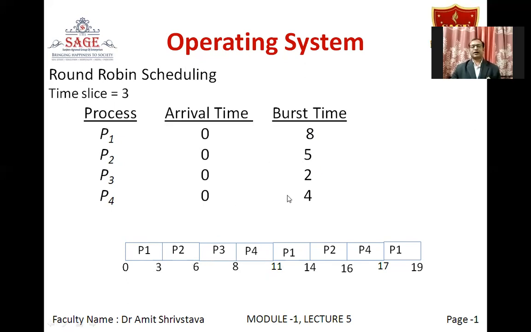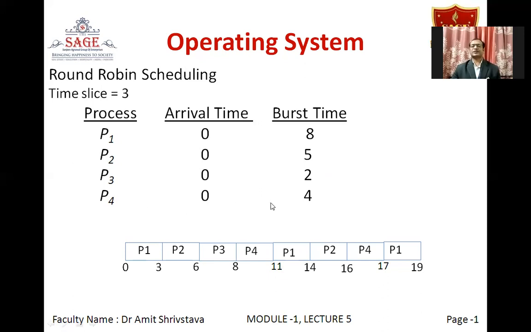P3 is also allotted a 3 unit time interval, but here the total CPU burst of P3 is 2 only. So we will not allot the time slice of 3 milliseconds. We will allot only the 2 unit time interval, and the remaining 1 unit of that time slice we will utilize for the next process, that is P4. So P3 will be executing from 6 to 8, and after 8 we will allot the CPU to P4.